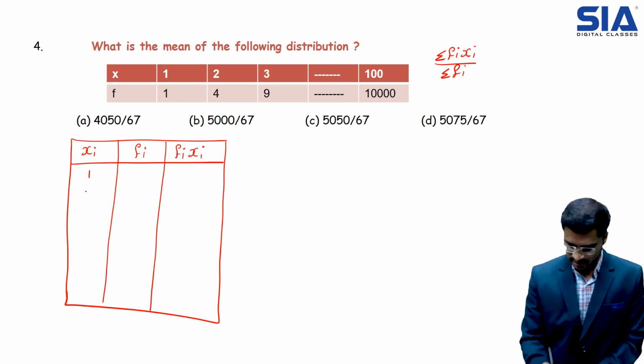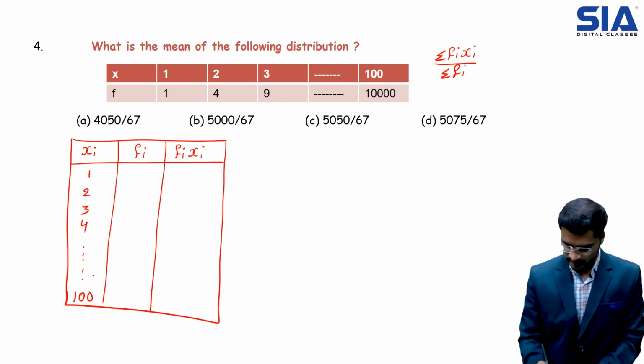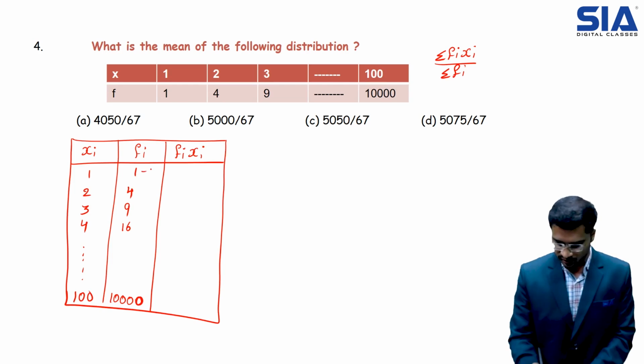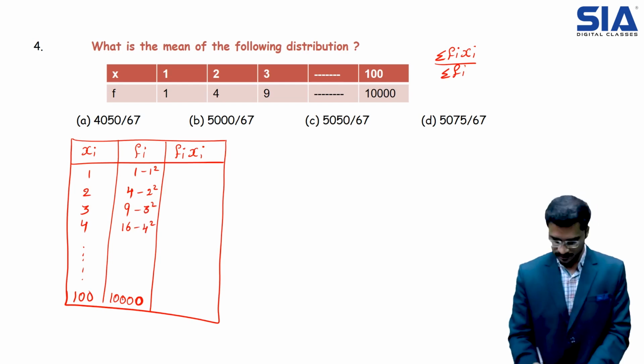So xi is 1, 2, 3, 4 and so on till 100. In the same way, fi is 1, 4, 9, 16 and so on till 10,000. So let us see the values here. 1 can be written as 1 square, 4 can be written as 2 square, 9 can be written as 3 square, 16 can be written as 4 square, and 10,000 can be written as 100 square.